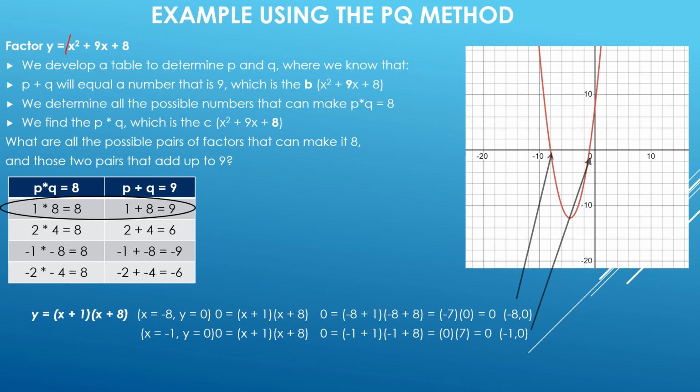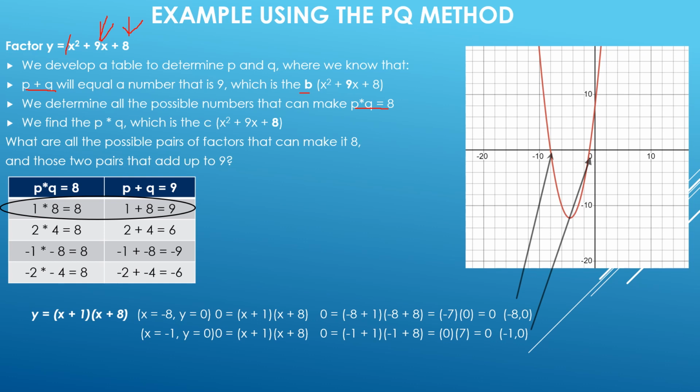So, I've got p plus q, as I recalled before, it will equal b. So whatever my p plus q is will equal 9. And then my p times q will equal 8, which is my c here. So I have to figure out what p times q gives me 8 and p plus q gives me 9.